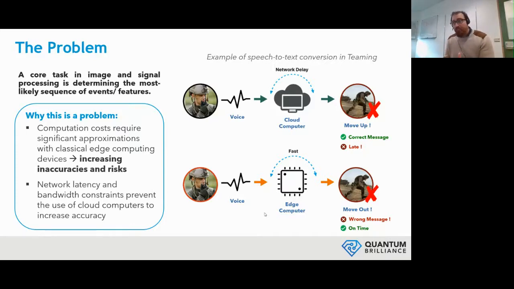If you use your edge computers, they could possibly process your audio very fast and translate it to text. However, they are very prone to error. They are inaccurate, and you often see that they send the wrong message. I want you all to think about these speech-to-text tools. You see them everywhere, like if you watch YouTube or some TV channel, they have speech-to-text. If you review your memories, you would realize that they work very fast, but some of the things they translate to are actually funny because of the inaccuracy. So computational cost requires significant approximation when you do it all classically, which increases the risk. And network latency is also an issue.